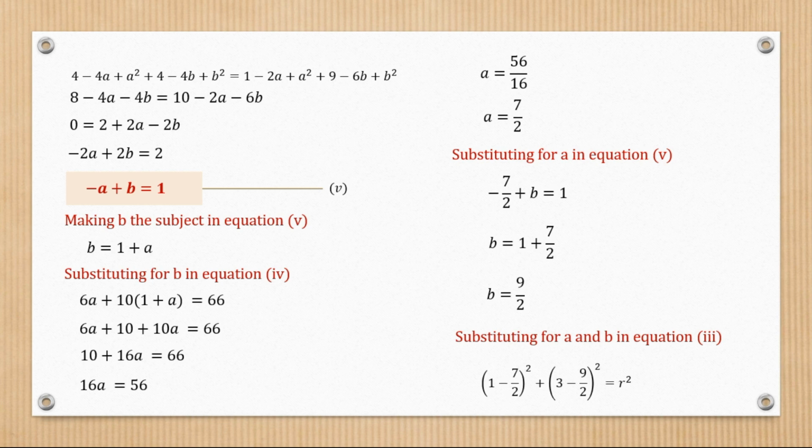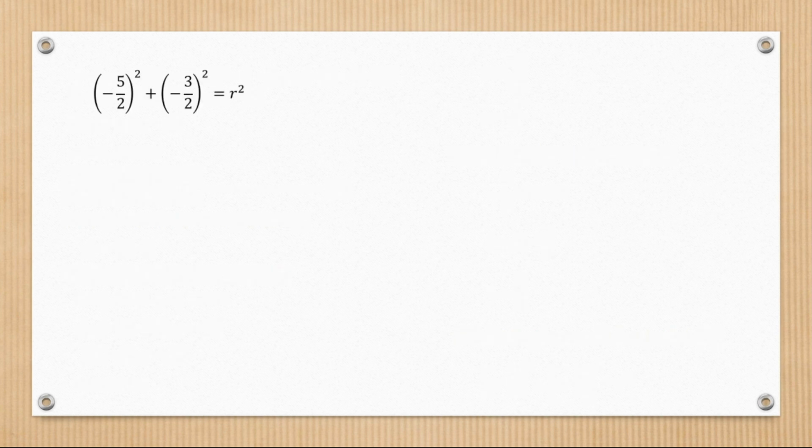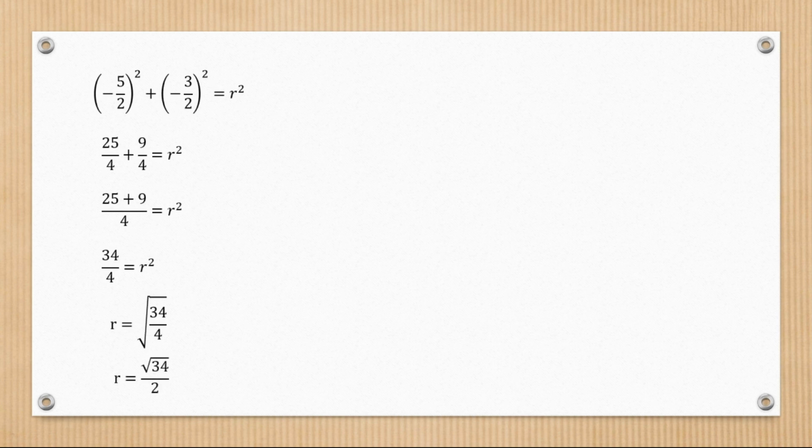So when I plug this into equation 3, I'll have 1 minus 7 over 2 squared plus 3 minus 9 over 2 squared being equal to r squared. So this will give me negative 5 over 2 squared plus negative 3 over 2 squared being equal to r squared. So when I square those brackets, I'll have 25 over 4 plus 9 over 4 being equal to r squared, which shall give me 25 plus 9 over 4, which is 34 over 4, is equal to r squared. So r shall be root of 34 over 4, which is the same as root of 34 over 2.